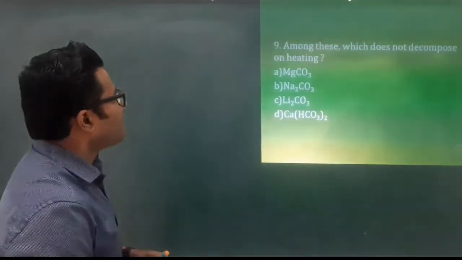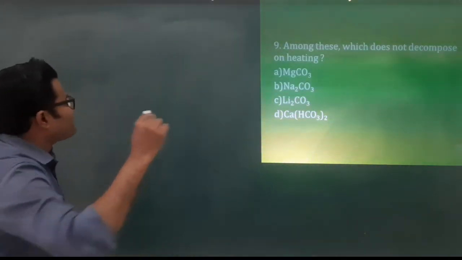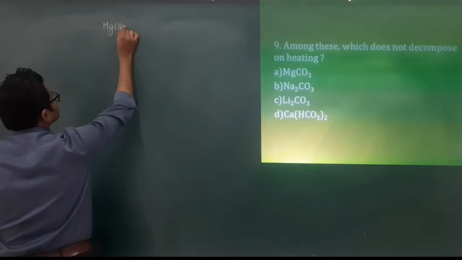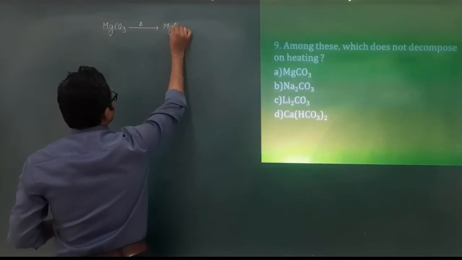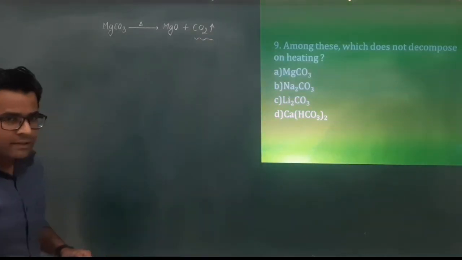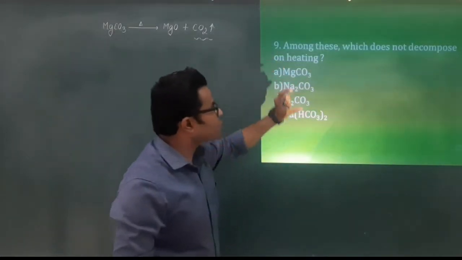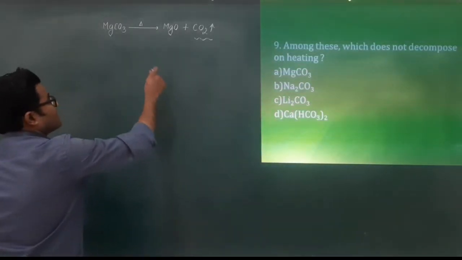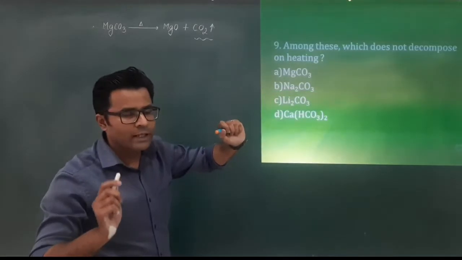Coming to question number 9. Among these, which does not decompose on heating? Whenever we have these particular carbonates, usually like magnesium carbonate, as we start to heat it, it forms MgO plus carbon dioxide. That means it is releasing carbon dioxide. We are going to take a look at one more question in a similar fashion, but only the type of question represented is going to change. We will have that in a short time. So according to this reaction, magnesium carbonate decomposes on heating.